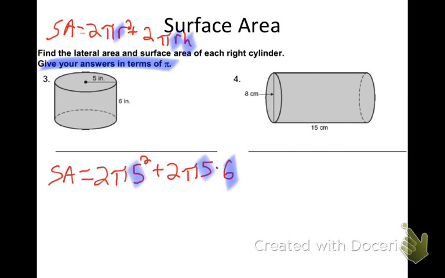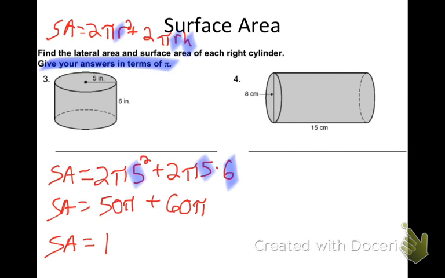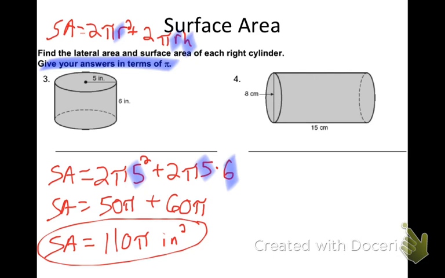Okay, and now I'm going to simplify. Well, what's 5 squared? 25 times 2 is? So I have 50 pi. Plus, what's 5 times 6? 30 times 2? I get 60 pi. What's 50 pi plus 60 pi? So my surface area is 110 pi inches squared. Again, cylinders, sometimes people think cylinders are a little bit easier because you can leave your answer in terms of pi and it's a little bit easier to see the formula.